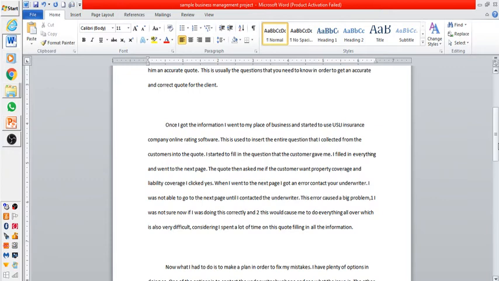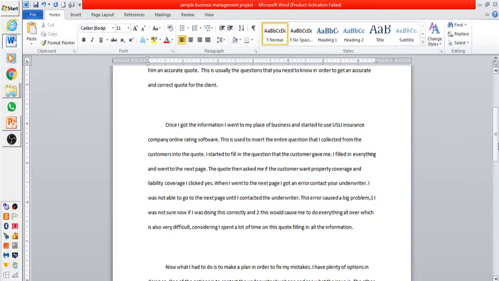Once I got the information, I went to my place of business and started to use the USLI insurance company online rating software. This is used to insert all the questions that I collected from the customer into the quote. I started to fill in the questions that the customer gave me. I filled in everything and went to the next page. The quote then asked me if the customer had property coverage and liability coverage. I clicked yes. When I went to the next page, I got an error: contact your underwriter. I was not able to go to the next page until I contacted the underwriter.